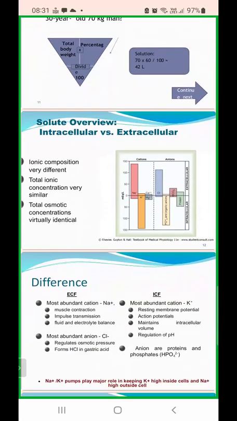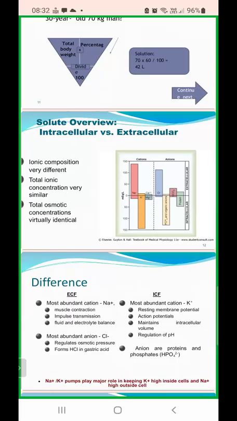Now, a solute overview: intracellular versus extracellular. Ionic composition is very different. This is a very important concept: the ionic composition of the intracellular fluid and the extracellular fluid is very different, and this is only because of the selective permeability of the cell membrane. The selective permeability of the cell membrane is vital because it maintains a constant difference between the intracellular fluid and the extracellular fluid in terms of ionic composition. The ionic concentration is very different in both, but the osmotic concentration is virtually identical. So ECF is isotonic to ICF. That is very important.